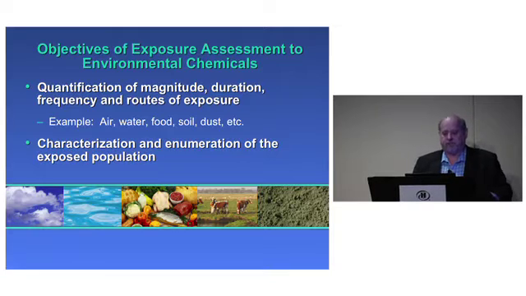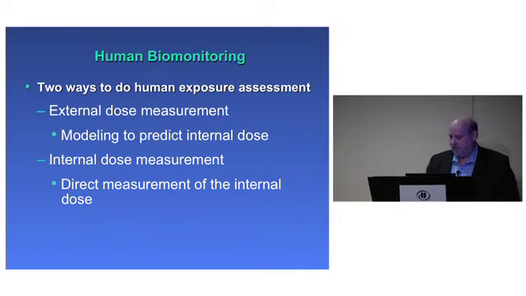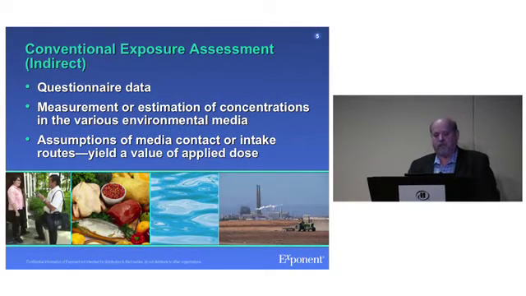One of the objectives of exposure assessment to environmental chemicals is the quantification of the magnitude, the duration, the frequency, and the routes of exposure. An example, measuring these in all of the various environmental media. And then what we really want is to characterize and enumerate the exposed population. There are two ways, as I said, to do that. One is the external dose measurement, which uses modeling to predict an internal dose. And then there's the internal dose measurement, a direct measurement of the internal dose of the chemical that we're interested in or its metabolite.